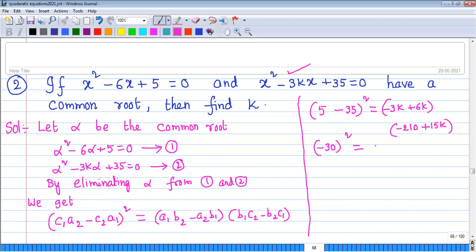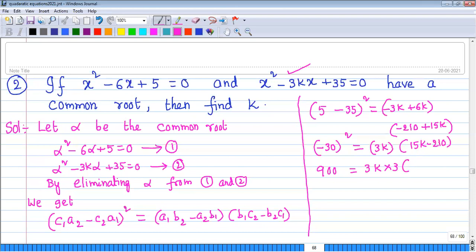6k minus 3k, 3k into, this is 15k minus 210. Right. This will be 900 on the left hand side. 3k times, so from 15k to 210, can I take 3 common out? Yes, 3 common out.